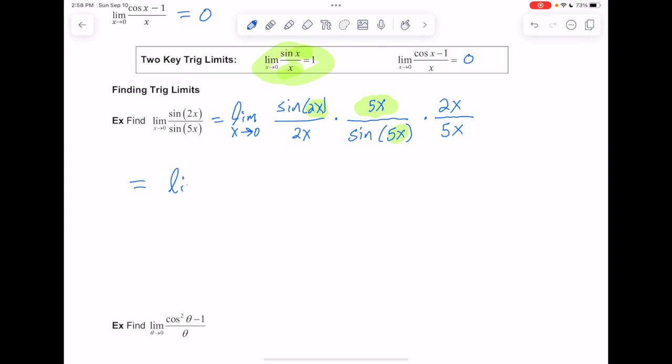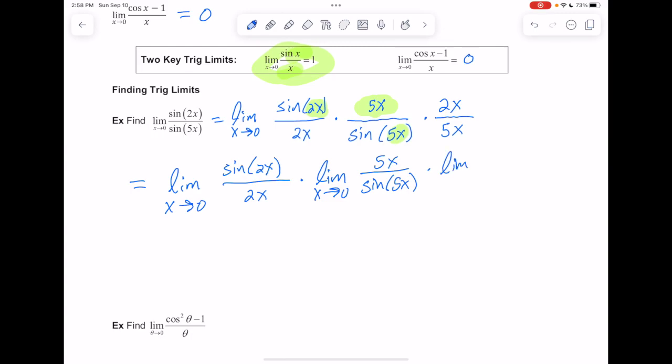So we're going to break this into 3 limits. The limit as x approaches 0 of sine of 2x over 2x. And then we're going to look at the limit as x approaches 0 of 5x over sine of 5x. And then the limit as x approaches 0 of 2x over 5x.